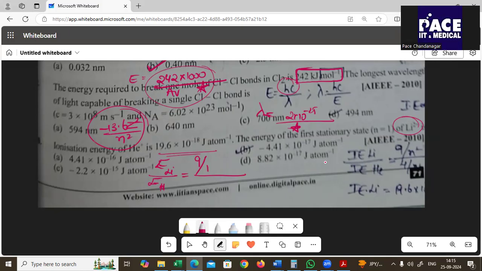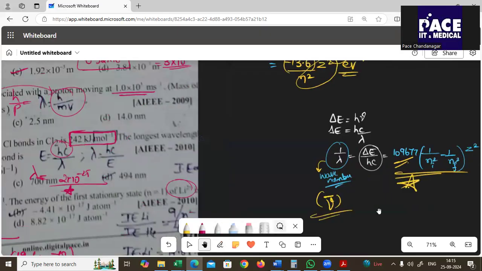So it will be 1 only for helium. Helium is 4 by 1. Helium comes at number 2 in the periodic table, Z square is 4, which is 2 square. So for lithium, it is 9 by 4 times the energy of helium, which is 19.6 into 10 to the power minus 18. 9 by 4 times the 19.6 will give you the answer. That's it. Let's move on to the next set of questions.